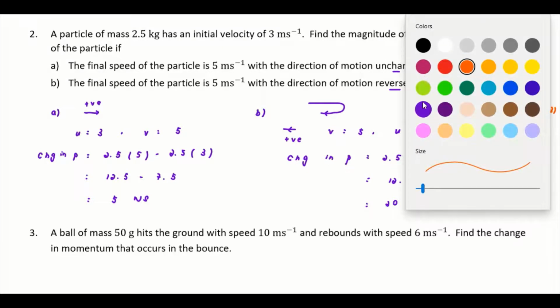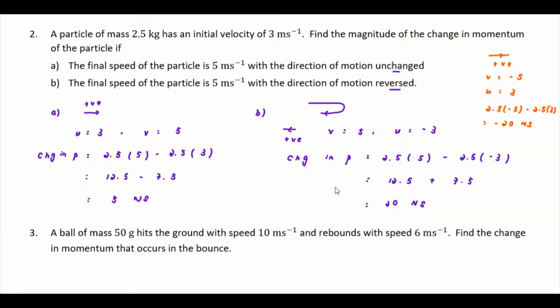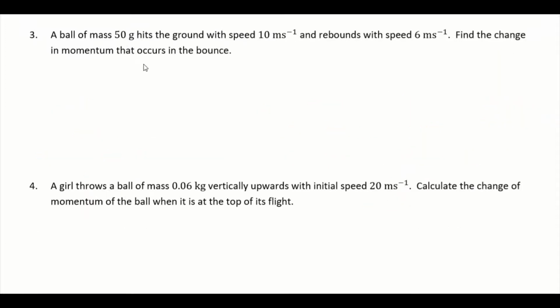Okay, so that's why it's important for you to denote where's your positive direction and where's your negative direction. Okay, so question 3. A ball of mass 50 grams hits the ground with speed 10 meter per second. So let's say this is the ground, and the ball is maybe here, then it hits the ground here at 10 meter per second. Then after that it rebounds with a speed of 6 meter per second.